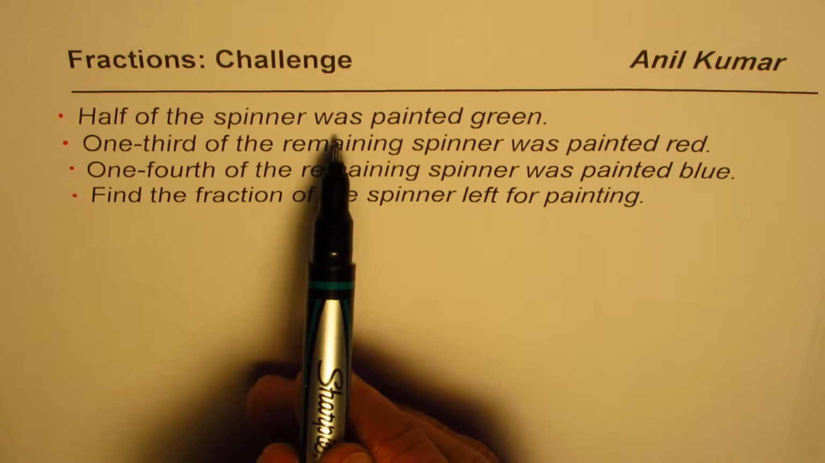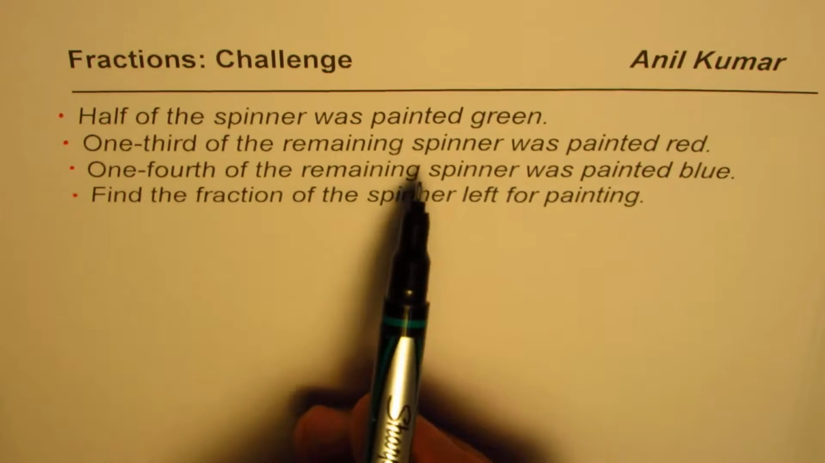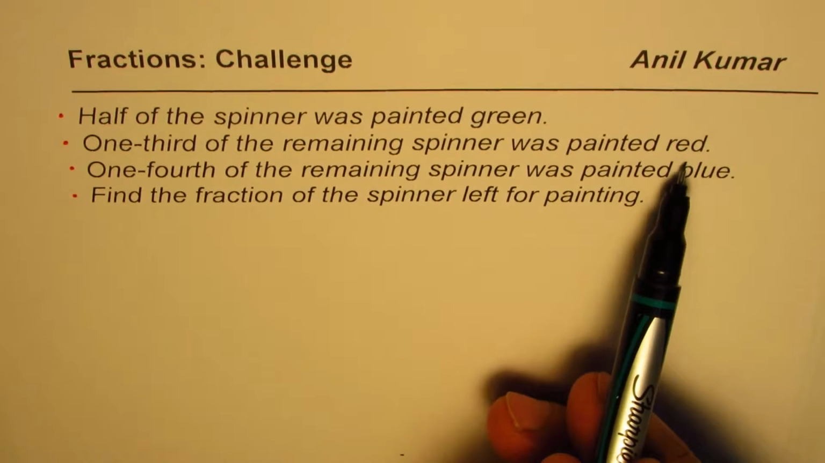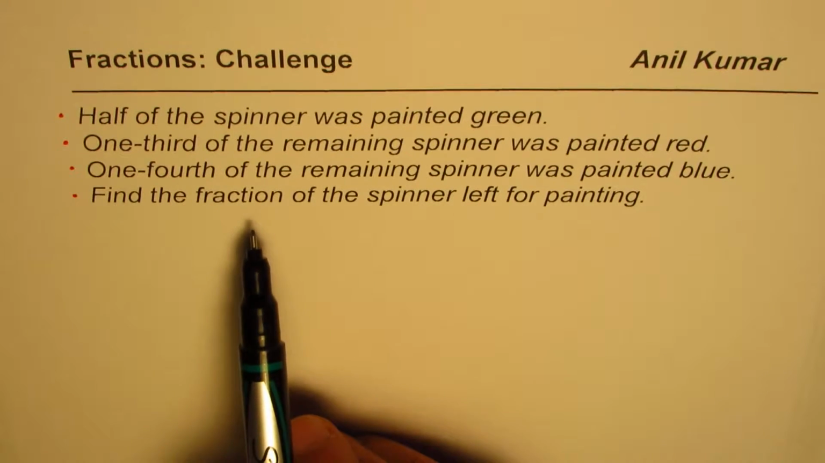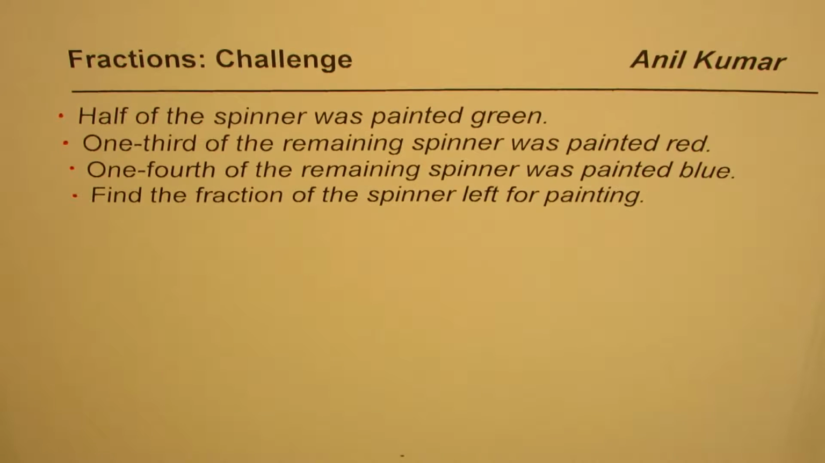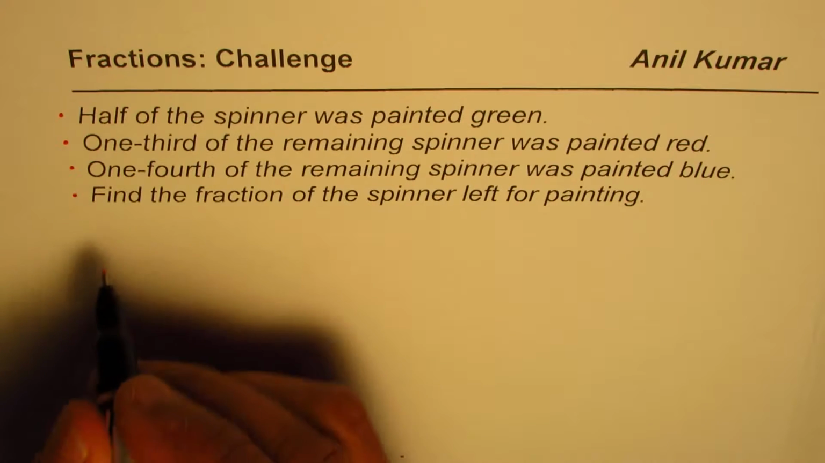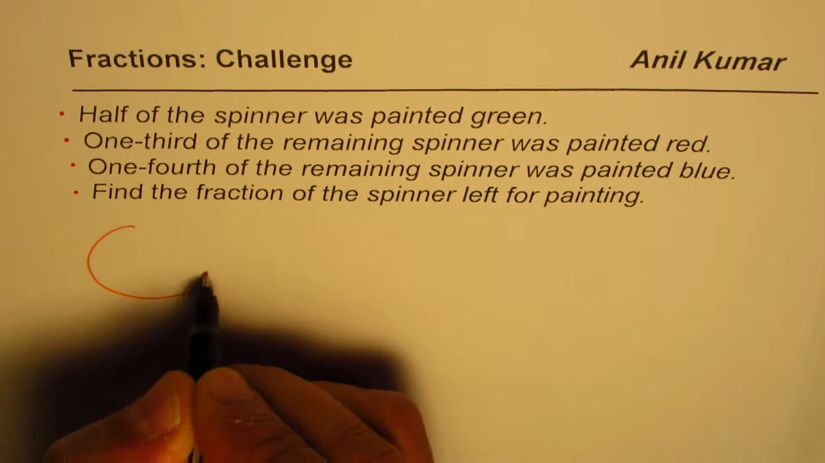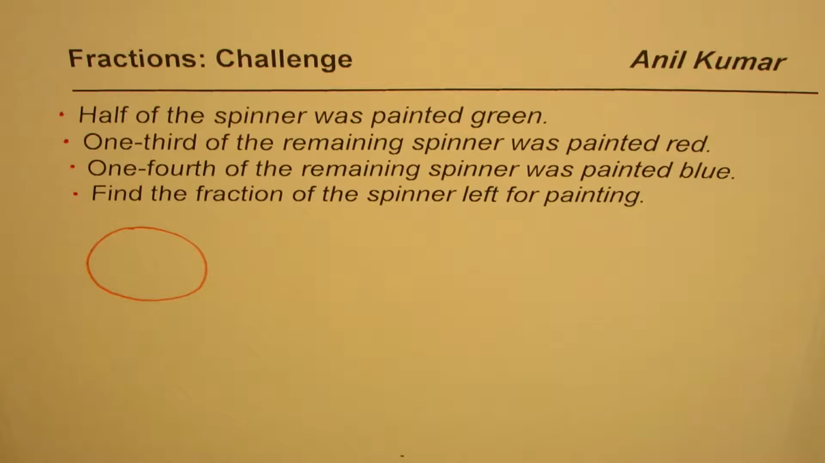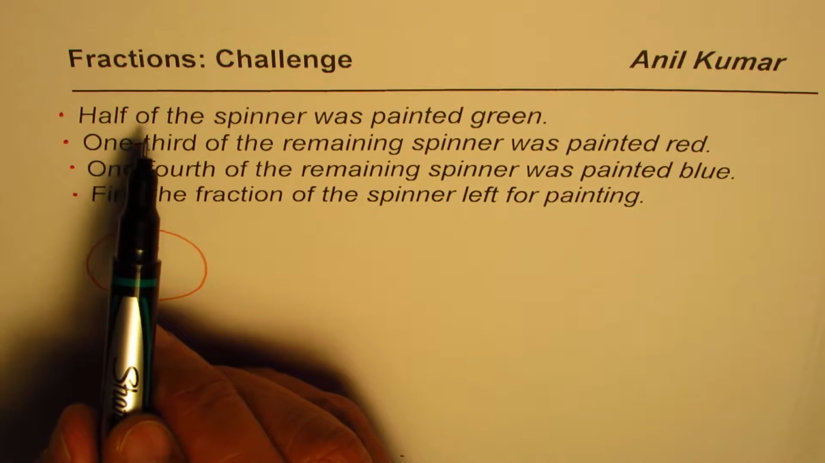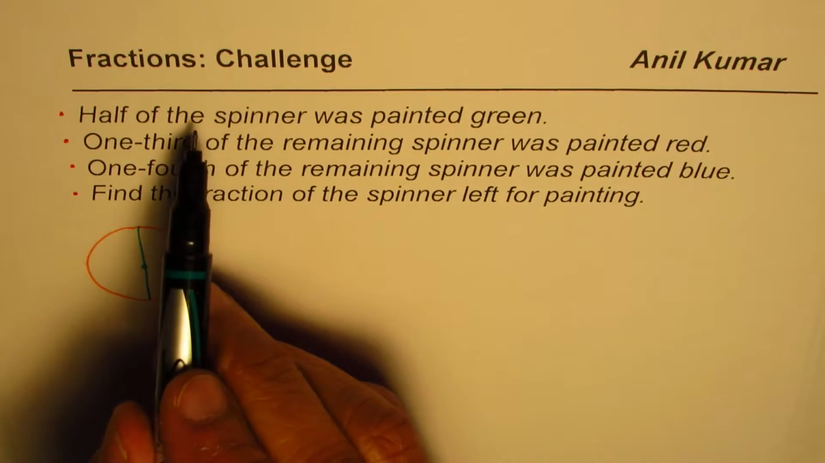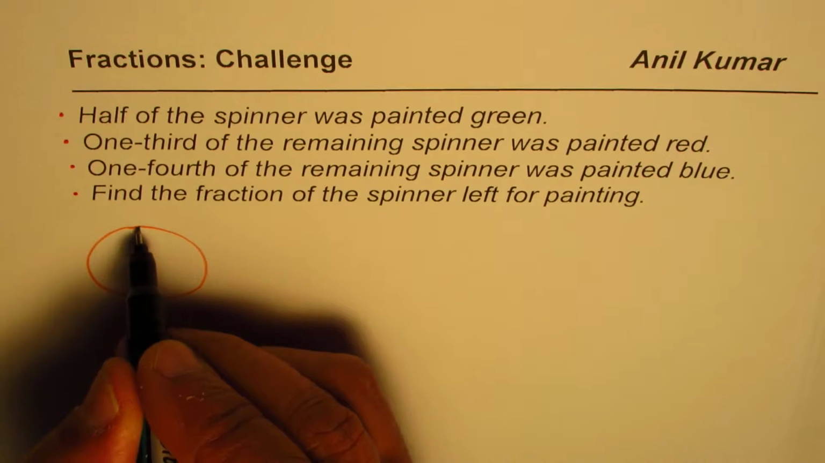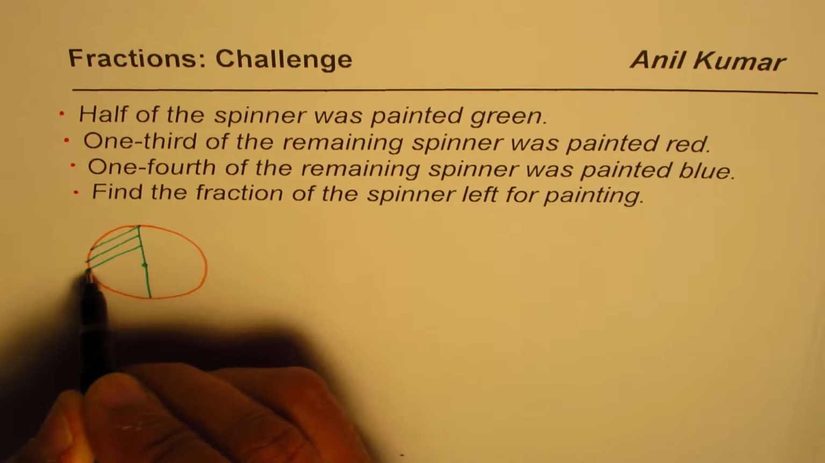Half of the spinner was painted green, 1/3 of the remaining spinner was painted red, 1/4 of the remaining spinner was painted blue. Find the fraction of the spinner left for painting. So that is the question for you. So what we have in this case is a spinner. Let me just make a circle here, right? This is the circle which represents a spinner, and we are saying half of the spinner, that means let's say this is 1/2. Half of the spinner was painted green, so let's say this was painted green, right?